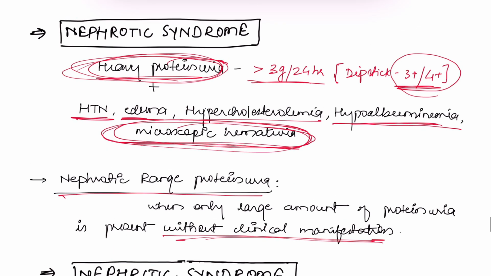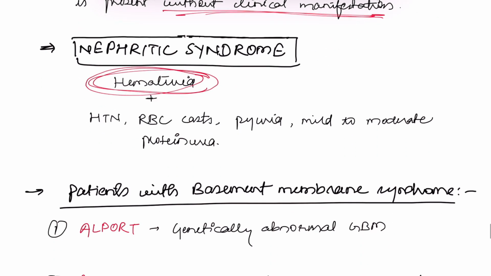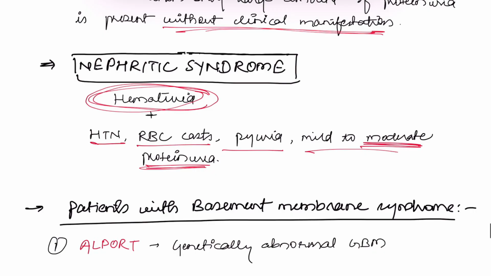So in nephrotic syndrome, you see heavy proteinuria, that is more than 3 grams in 24 hours, that is dipstick plus 3 or plus 4, and microscopic hematuria. In case of nephritic syndrome, you are going to see hematuria as the main feature. Hematuria will be the main feature, and there will be moderate proteinuria. Along with that, you will see hypertension, RBC cast, pyuria. But proteinuria is mild to moderate.